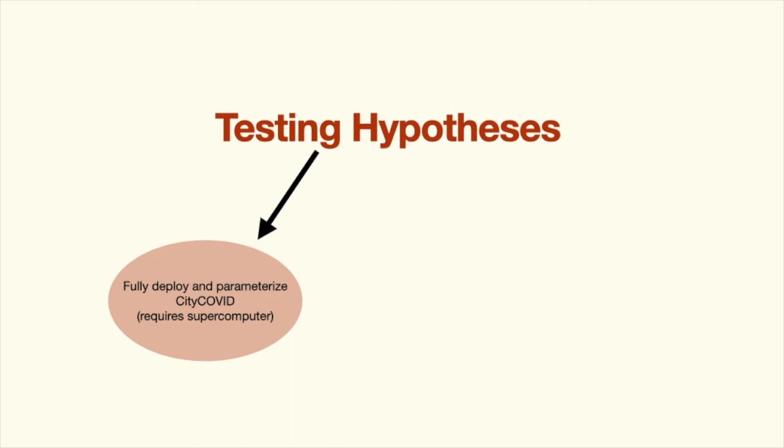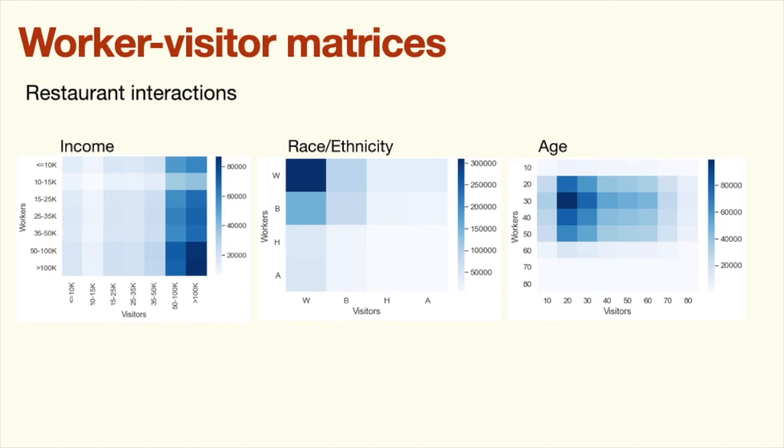However, what does not require a supercomputer, and what I can do on my own computer, is the generation of contact or co-location matrices. Now, because of the granularity of our synthetic population, we are able to create very specific contact matrices that help us answer our hypotheses. One of our key hypotheses for this project is around the transmission of COVID at the workplace and to better understand how disparities show up there.